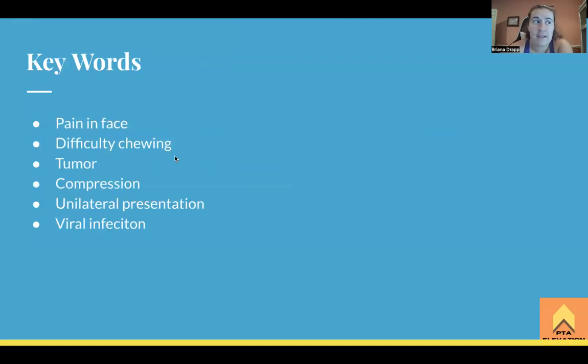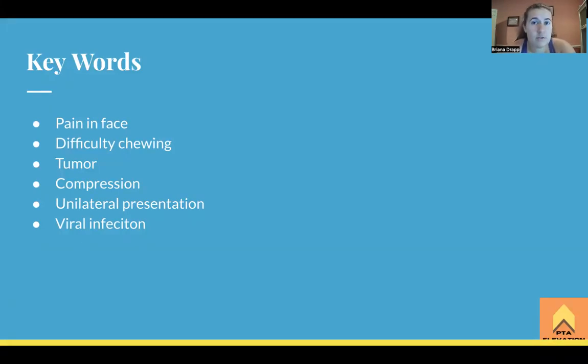So the keyword for this one is going to be pretty much just pain in the face. If you're seeing pain in the face, start thinking trigeminal neuralgia, because it's pretty much one of the only ones that's going to be causing severe pain in the face. Any sort of difficulty chewing, because remember, that's going to be the muscles of mastication. That's going to be the big one. Remember, it's the muscles that do the chewing, not the facial expressions. And then tumor, if it's a tumor that's causing compression, those two together, definitely going to show up.